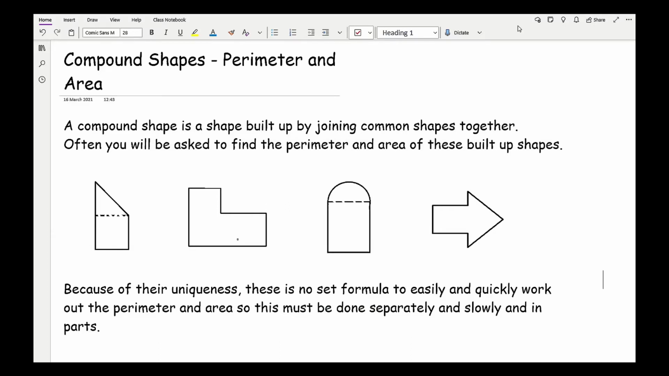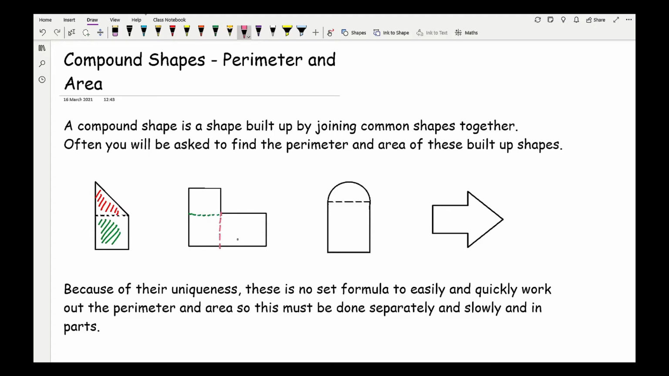So as you can see in terms of the examples here, our first shape is made up by a triangle and what looks to be a square, although you can never take it for granted because it could potentially be a rectangle. Our second shape is built up by, again, two rectangles. Now again, we could either split this shape up so they're the two rectangles, or we could split it up so that we've got our two rectangles here.